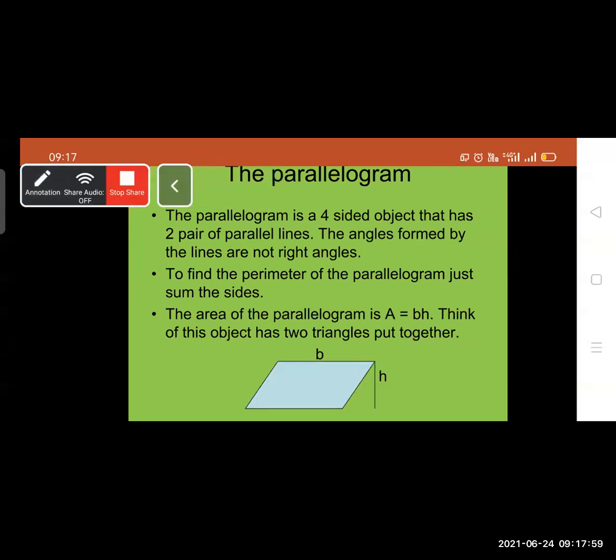Okay. So here we revise three formulas. First one is the perimeter of rectangle, perimeter of square, and perimeter of parallelogram. Next one is area of square, area of rectangle, and area of parallelogram.